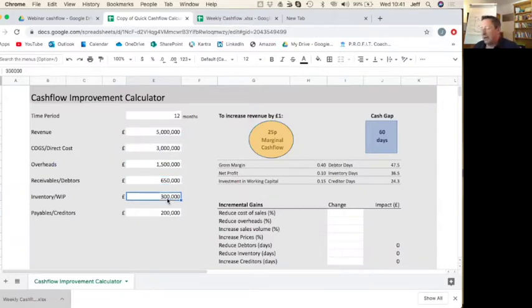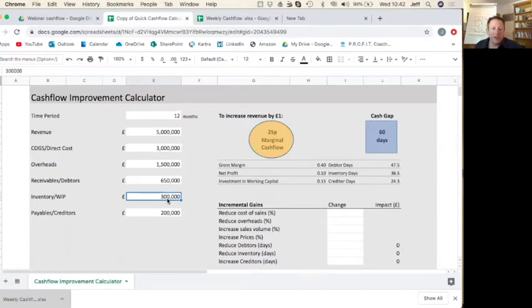Your inventory will either be the materials that you're holding to sell or to use, or if you're service-based, that might be work that you are doing or have done that hasn't been invoiced yet. As soon as it gets invoiced, it goes on to the debtors.